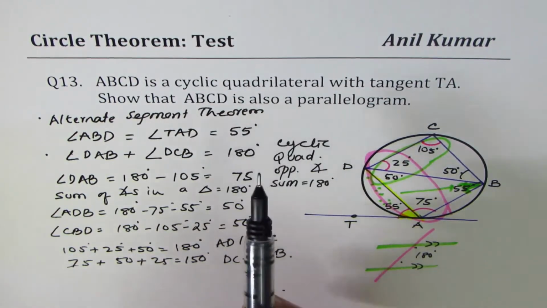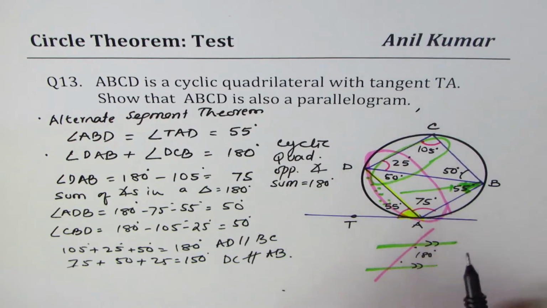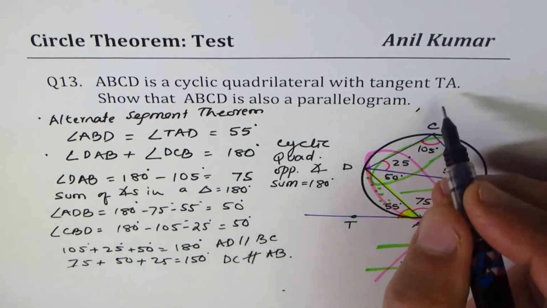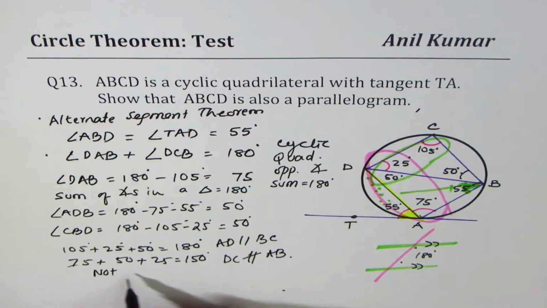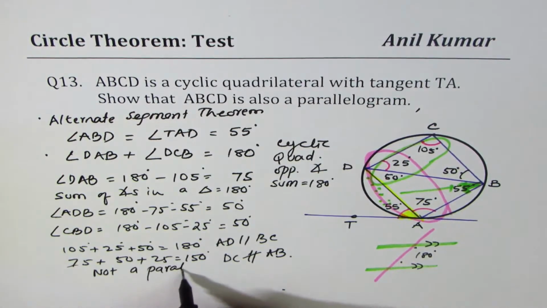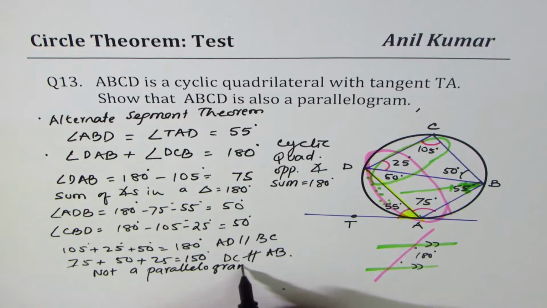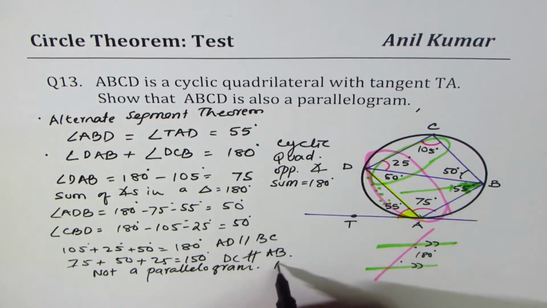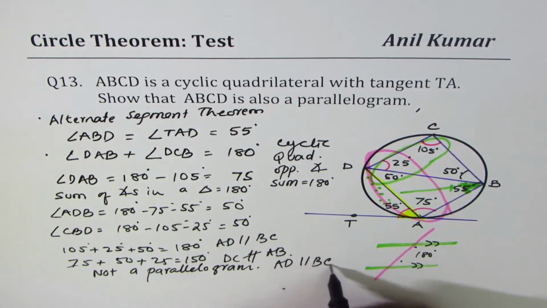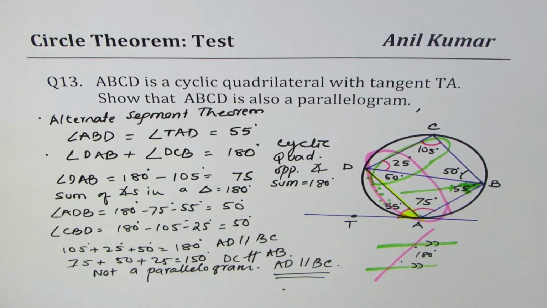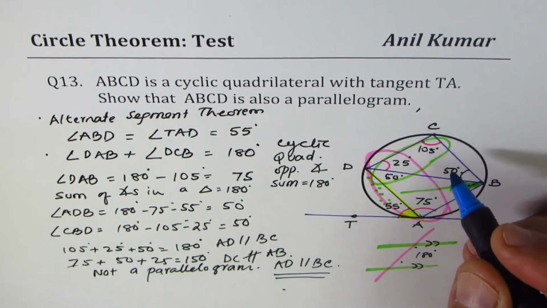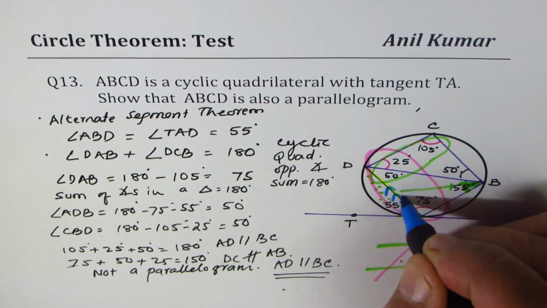Show that ABCD is also a parallelogram. No. We can only show that AD is parallel to BC. So it is not a parallelogram. However, we have proved that AD is parallel to BC. Okay. So I think some values we have not taken correctly. Either way, in such a case, it is not a parallelogram. However, there are two parallel sides, and those two are AD and BC. So these sides are parallel.